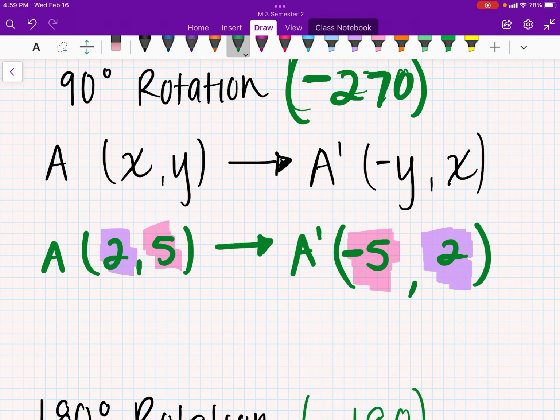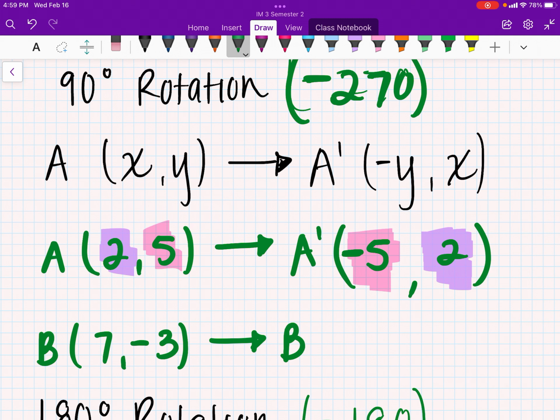Now, let's go ahead and just try one more. Let's say I have B in this case, and B is, I don't know, (7, negative 3). So for B prime, once again, we're going to switch the order for X and Y. So in this case, Y is negative 3 and X is 7.